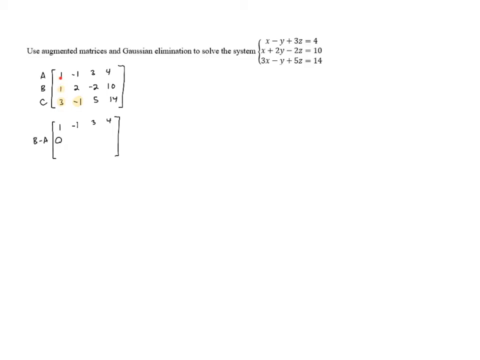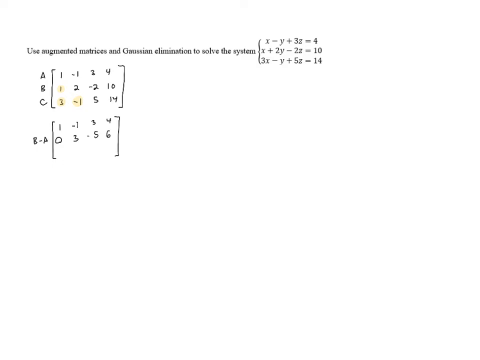So we have 1 minus 1 is 0. Then 2 minus -1 is the same as 2 plus 1, which is 3. -2 minus 3 gives us -5. And 10 minus 4 gives us 6.